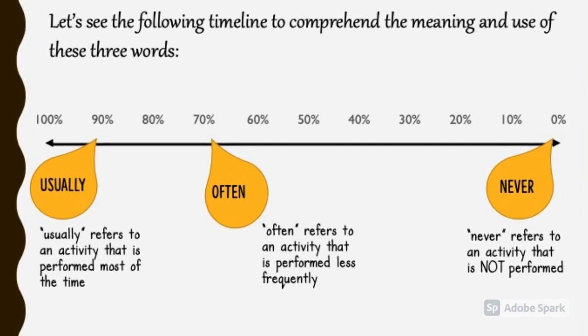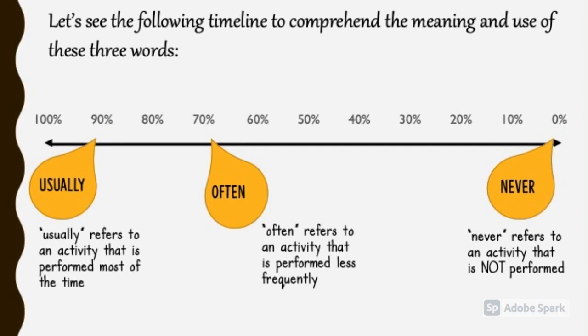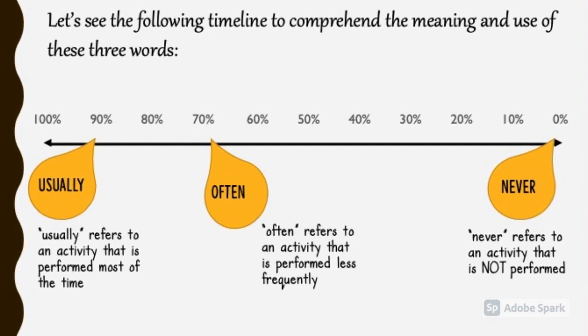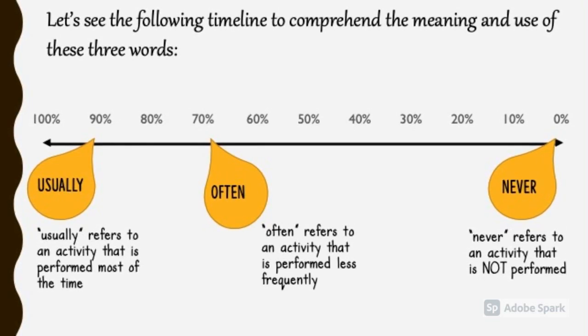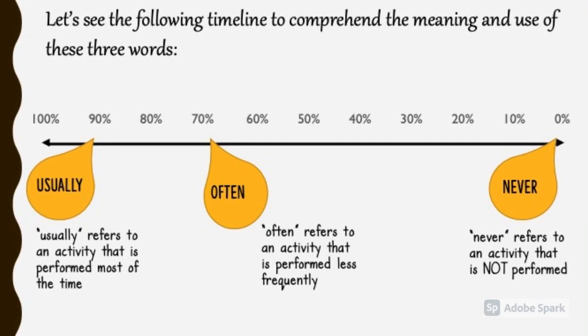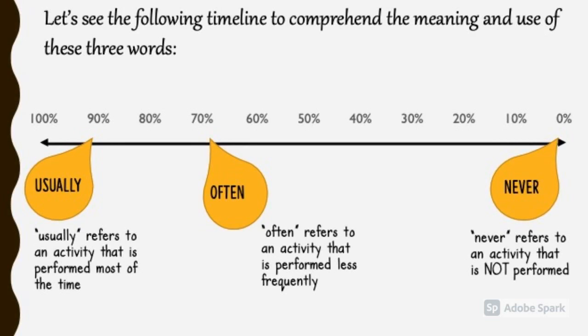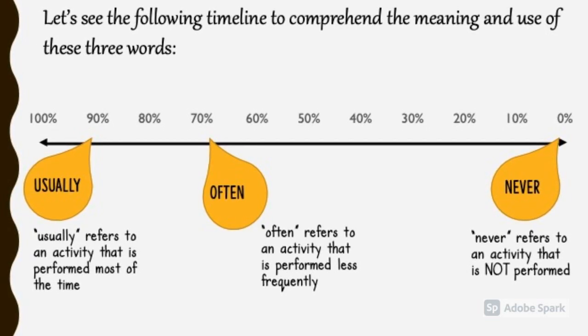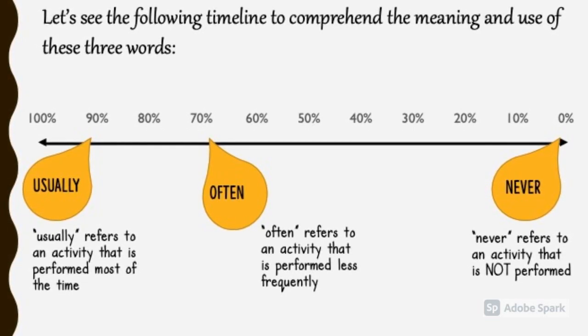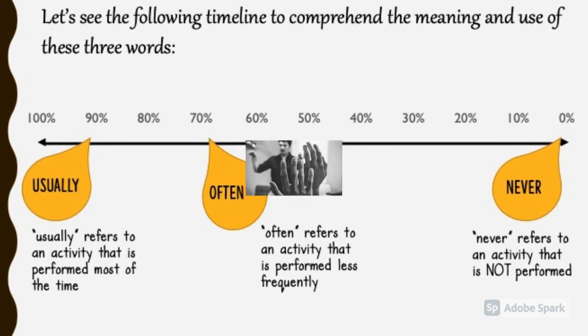Usually refers to an activity that is performed most of the time. That means 90%. Often refers to an activity that is performed less frequently. That means around 70% of the time. And never refers to an activity that is not performed at all. That means 0% of the time.